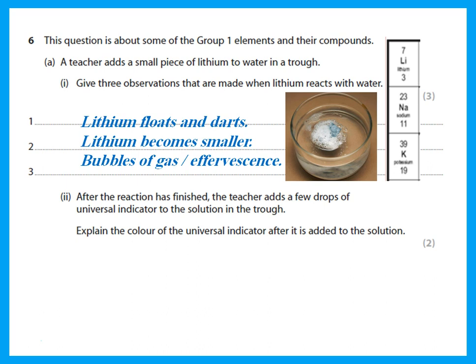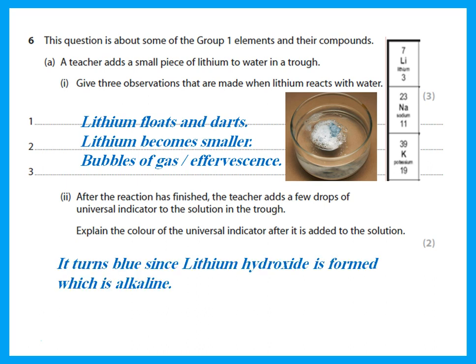Okay. After the reaction has finished, the teacher adds a few drops of universal indicator to the solution. You should remember that any of these metals in water will form the hydroxide. And that means the solution will become alkaline. And that means if I put universal indicator paper, it turns blue because the lithium hydroxide that is formed is alkaline or basic.